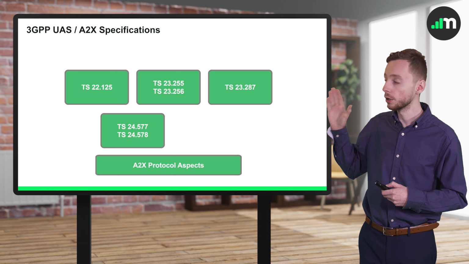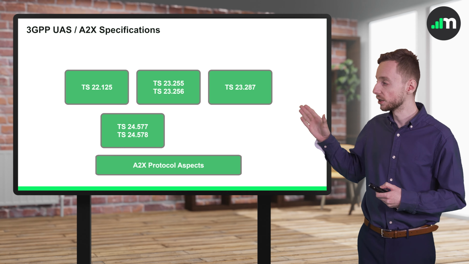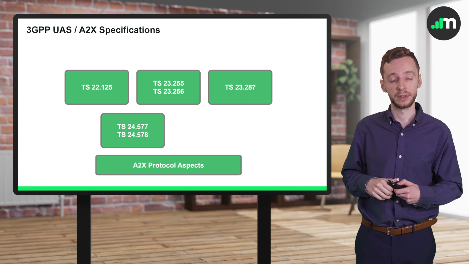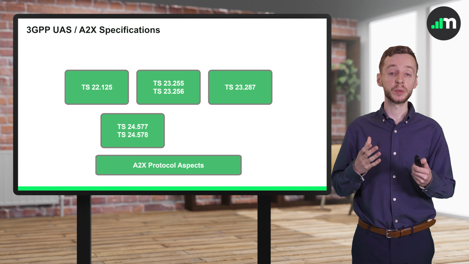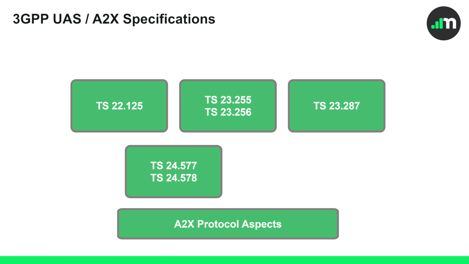Now, on top of that, we've got two technical specifications for A2X protocol aspects. So we've got 24.577 and 24.578. Now, these focus on the protocols which are being utilised in order to actually support A2X communication.